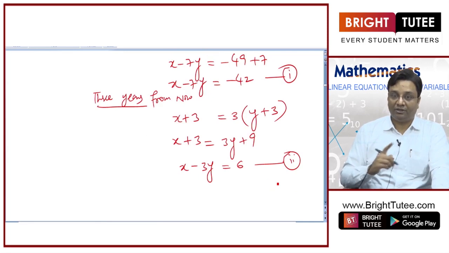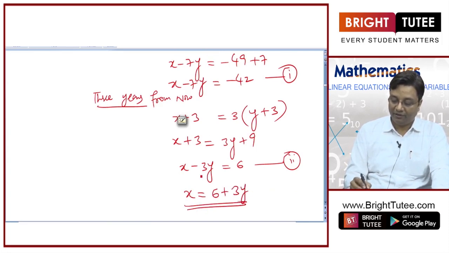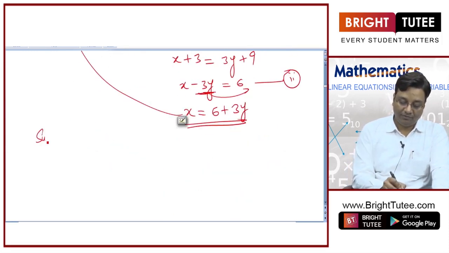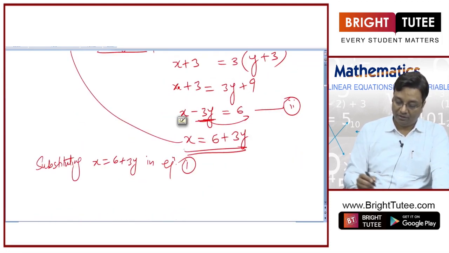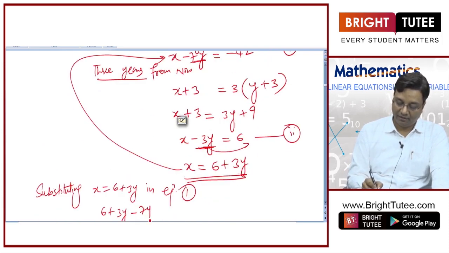Now I'll use the method of substitution this time. So let me replace x by 6 plus 3y. If I take this minus 3y on the right hand side, I can write x equal to 6 plus 3y. Now I'll substitute this value of x in this equation. Substituting x equal to 6 plus 3y in equation 1, so this is 6 plus 3y minus 7y. It is equal to minus 42.